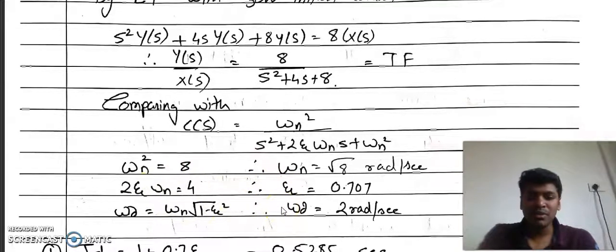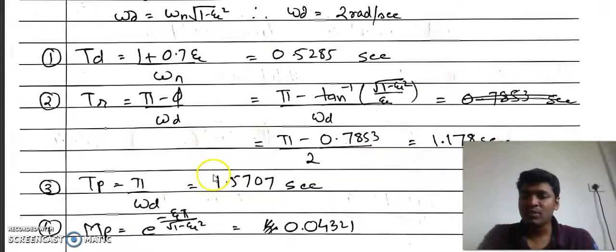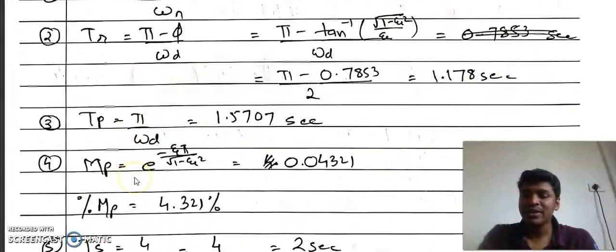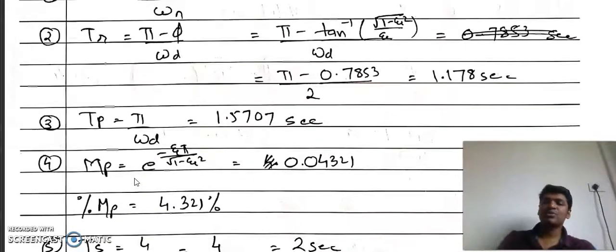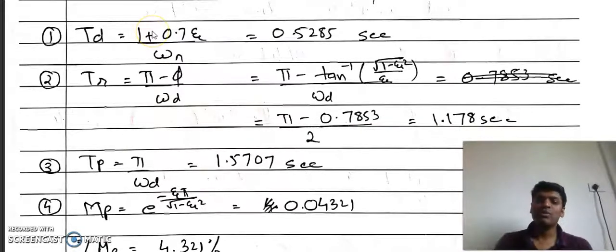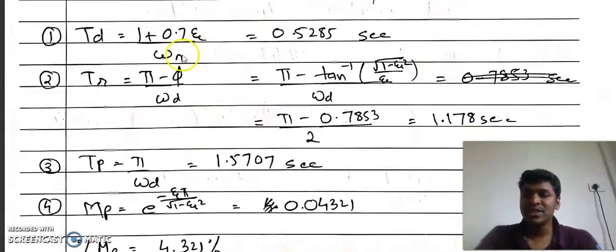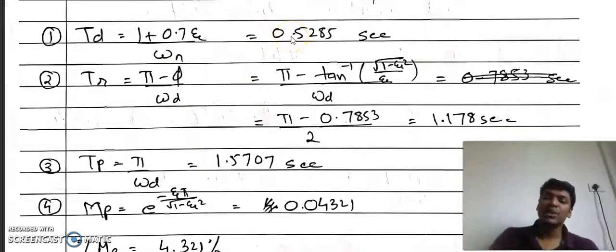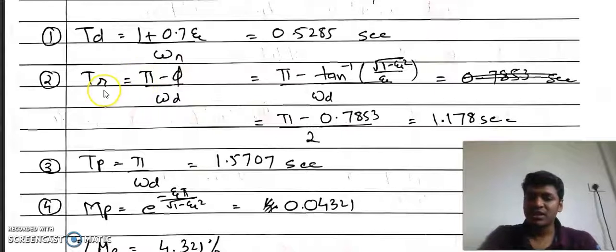Like in the previous problem, once we get the value of omega n and zeta, we can happily find the other parameters like td, tr, tp, Mp and ts by using our regular formulas. So let's calculate td. Td will be (1 plus 0.7 zeta) by omega n, which comes out to be 0.5285 seconds. Similarly the rise time tr will be (pi minus phi) by omega d. Phi will be tan inverse of root of 1 minus zeta square by zeta. We know the value of zeta and omega d, so just substitute and calculate, and we will get the rise time as 1.178 seconds.